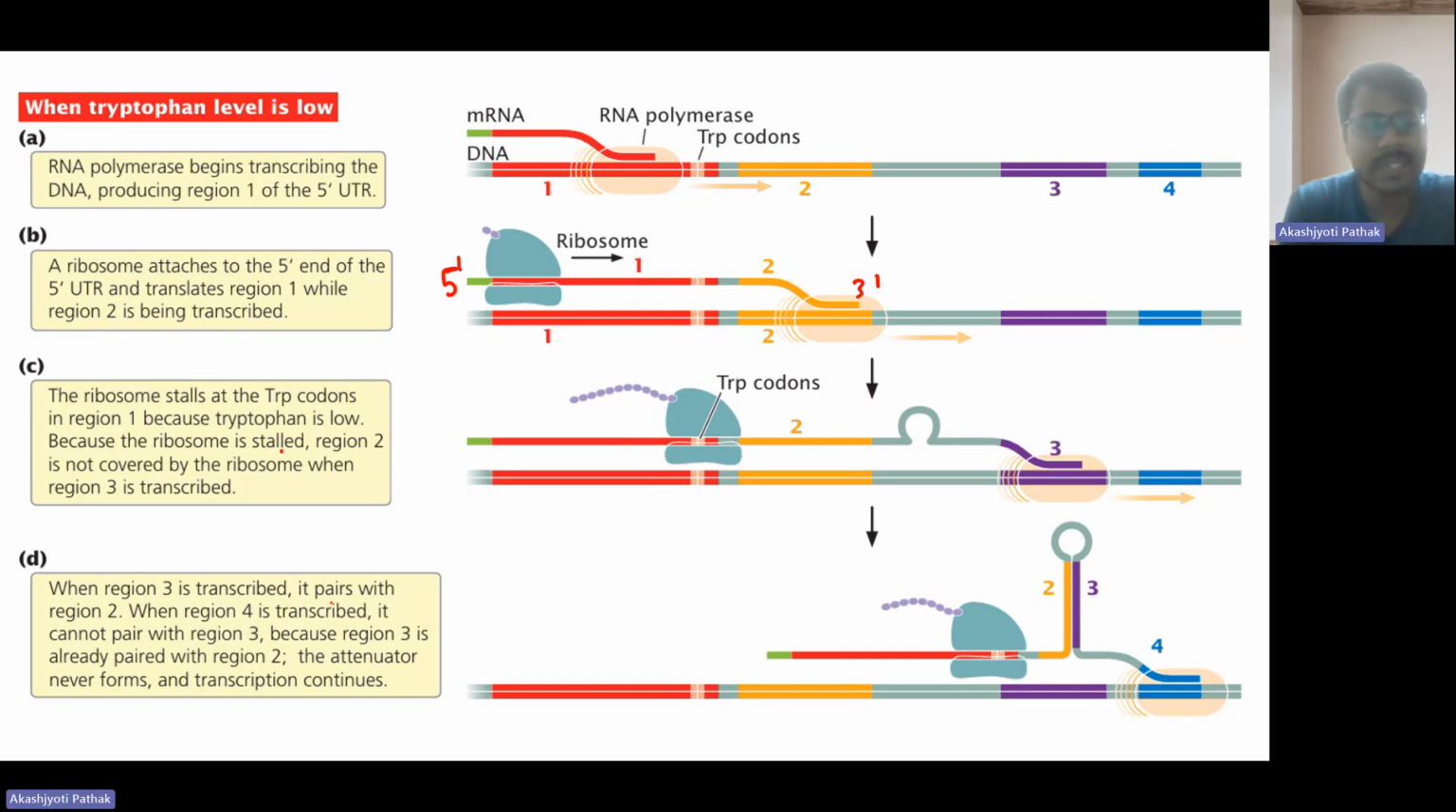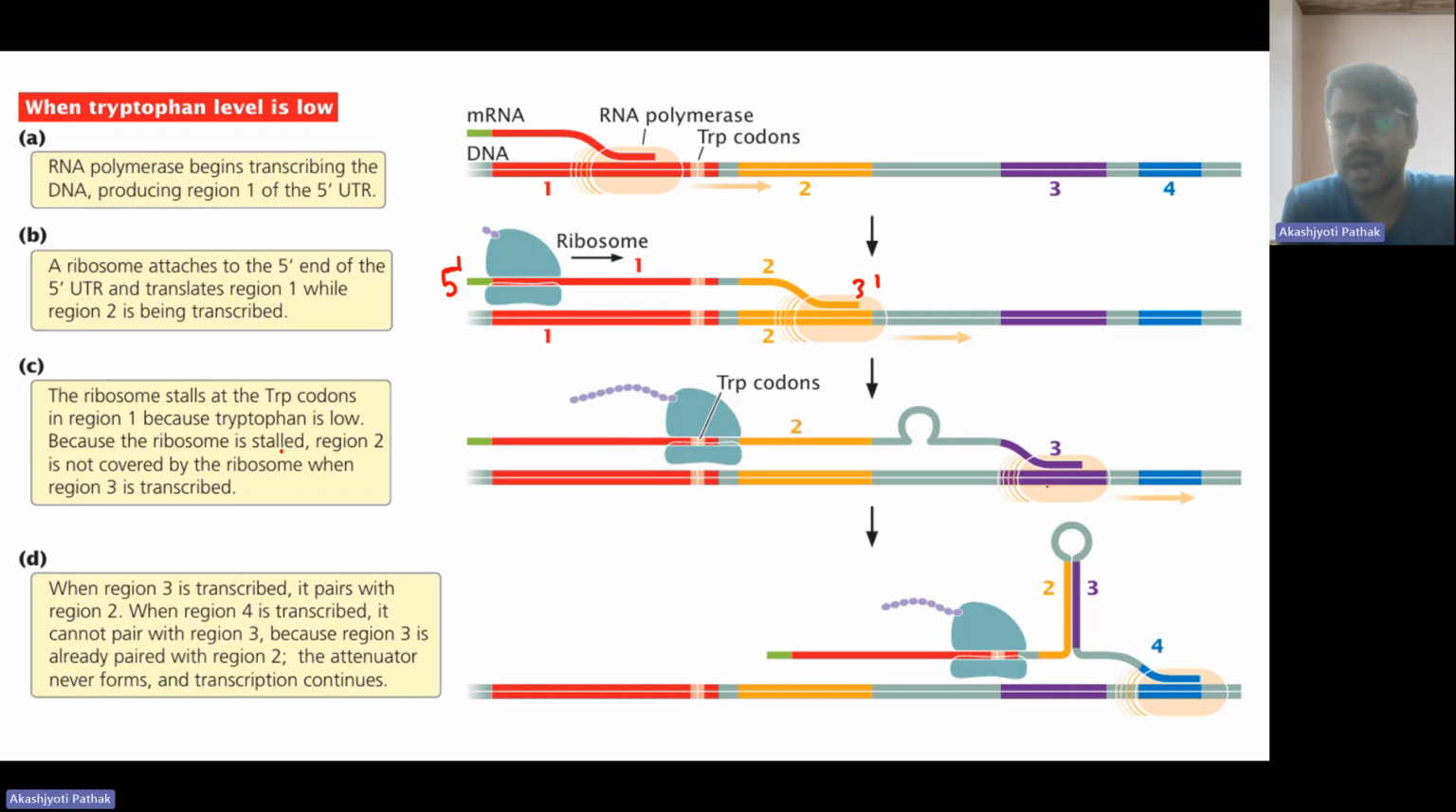When region 3 is transcribed, it pairs with the... so you see here that the RNA polymerase has stalled at region 1. Why? Because here my tryptophan level is low, so it is not able to move ahead. Because the tryptophan levels are low, it cannot attach the tryptophan to the growing polynucleotide chain, and it has stopped at this position.